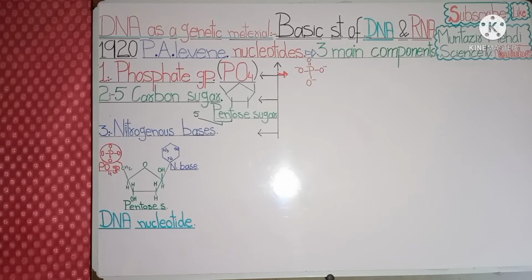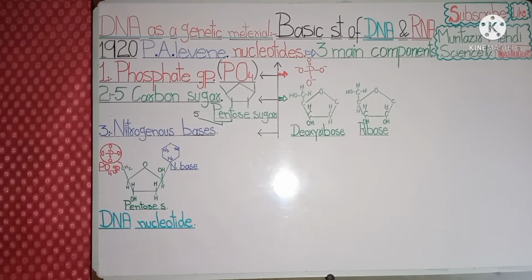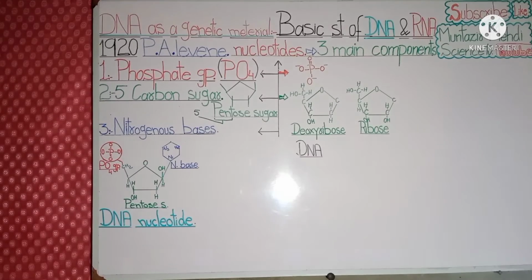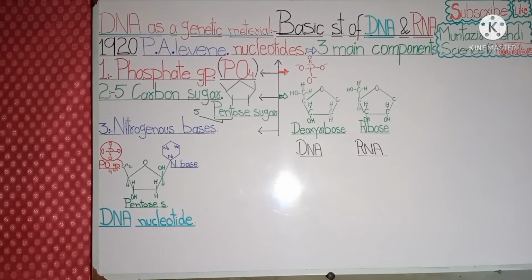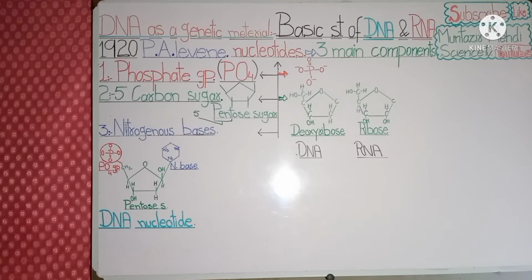Next, we shall see the pentose sugar. These are the pentose sugars, one for DNA and the other for RNA nucleotide. The pentose sugar present in a DNA nucleotide is different from the pentose sugar present in an RNA nucleotide. Now you are thinking why DNA and RNA nucleotides contain different pentose sugars. What is the major difference between the two sugars? But before answering these questions, we must consider the numbering of the pentose sugar.